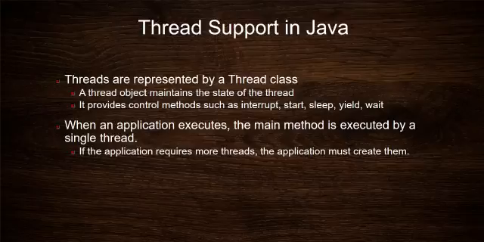In Java, threads are represented by a Thread class. A thread object maintains the state of the thread. It provides control methods such as interrupt, start, sleep, yield, wait. When an application executes, the main method is executed by a single thread. If the application requires more threads, the application must create them.